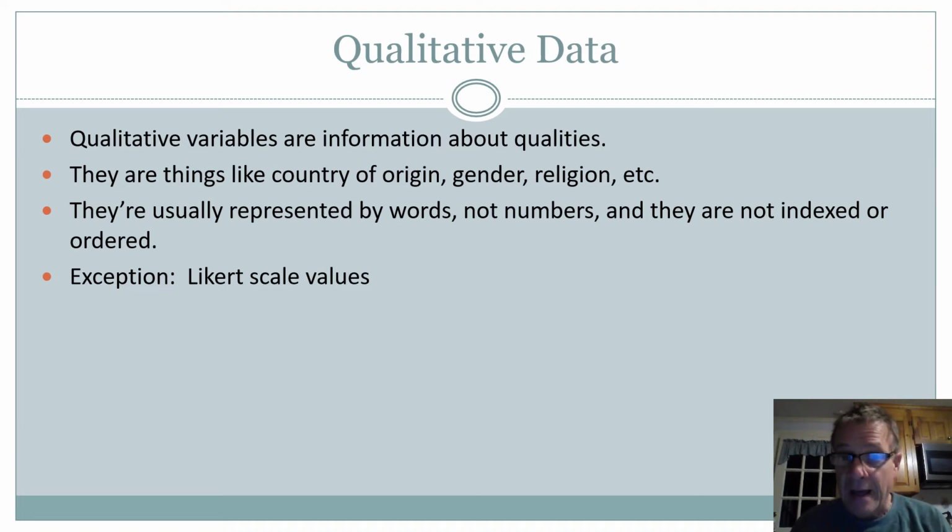Now, a possible exception to this, and I say possible, is the Likert scale. These are numeric values that have an order of 1 to 5. Say, for example, you're given a survey and a statement, and you're asked to respond whether you strongly disagree, somewhat disagree, neutral, somewhat agree, or strongly agree. That's going to give you a score of 1 to 5. That's called a Likert scale. That's a very common survey tool.